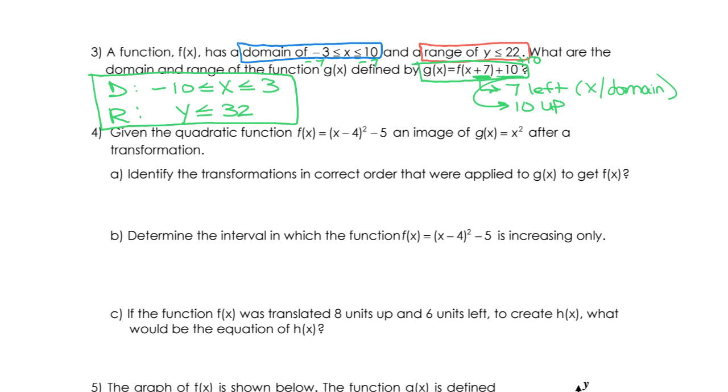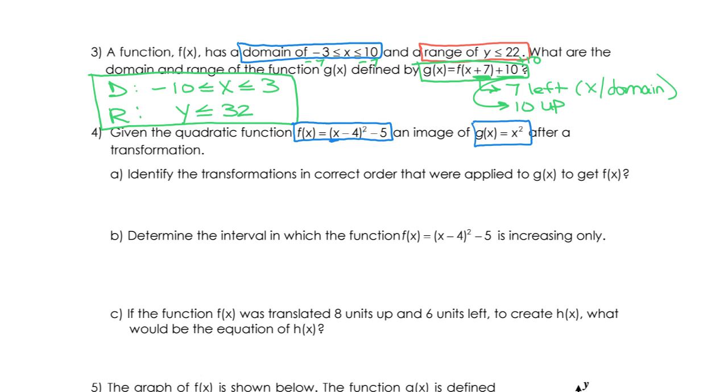Number 4 says, given the quadratic function f of x equals x minus 4 all squared minus 5, an image of g of x, which equals x squared. So this right here, g of x, that's our parent function. Notice he's just an x squared. He's a basic parabola. You can graph it in your calculator if you'd like. And then f of x, you can see the x, you can see the squared. So that's the part of the parent function.